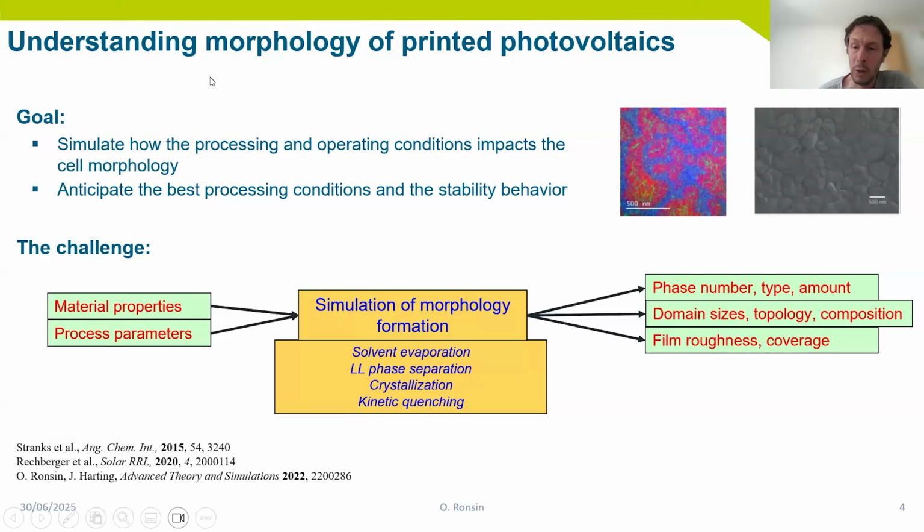And to be able to model this, we think that we need to take into account a lot of physical processes actually, but summarizing to the 4 most important, we need to take into account solvent evaporation when we solution process the film. There will be a lot about liquid-liquid phase separation, crystallization, and also kinetic quenching, because we start with a fully liquid system and we end up at the end of the drying with a fully solid, which behaves much more slowly, of course.